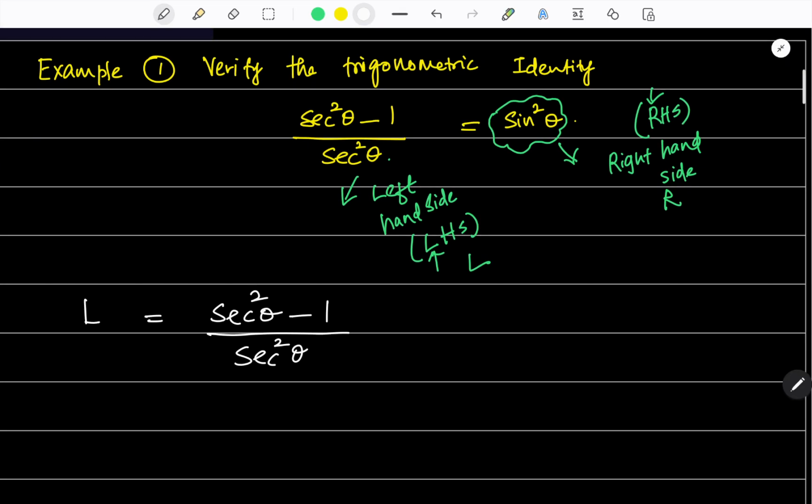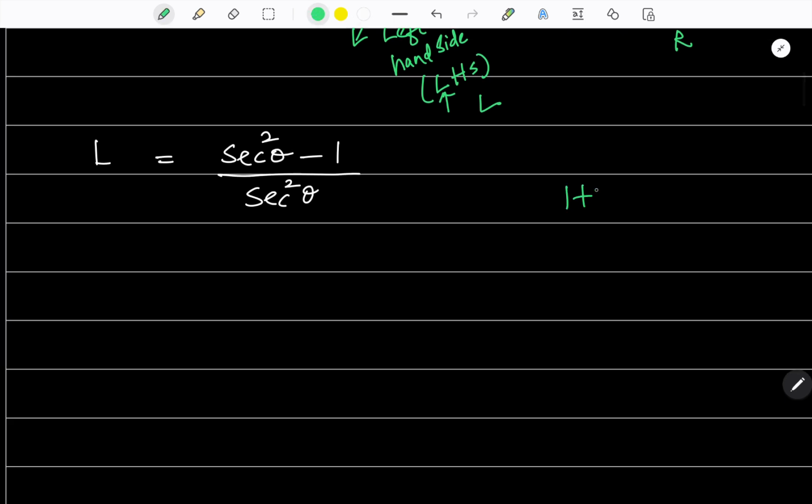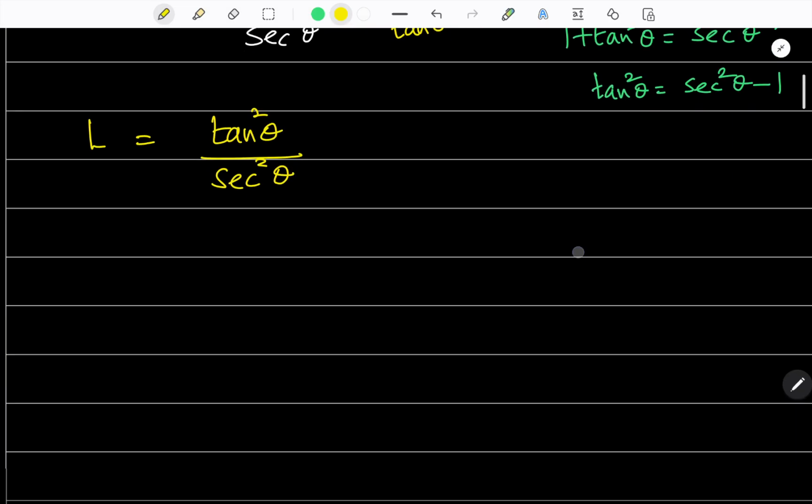Okay, we know something related to secant square and 1. Let me write it again here. 1 plus tan square theta is equal to what? Secant square theta, right? So you must remember this rule. 1 plus tan square theta is equal to secant square theta. Now we want secant square theta minus 1. So take this minus 1 to that side. So what happens? Tan square theta is equal to secant square theta minus 1. So I'm going to write this as tan square theta. So my left hand side is equal to tan square theta divided by secant square theta.